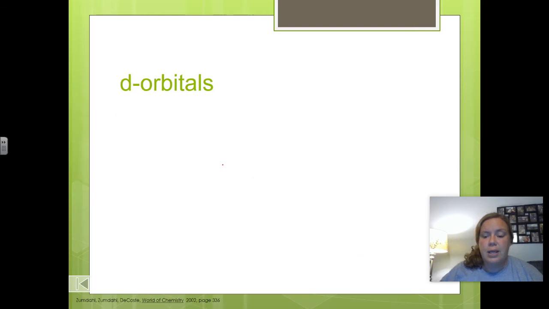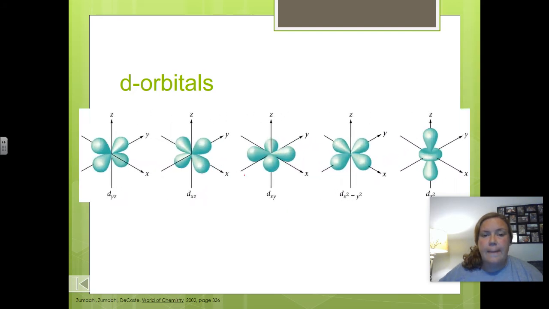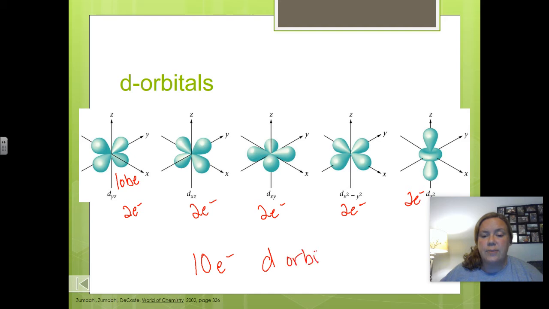The d orbitals are nearly impossible for me to actually just draw, especially when you put them all together. But the d orbitals, again, you have the x, y, and z axis, but you have things kind of arranged differently on the axis. Now, in this lobe, again, this lobe can hold 2 electrons. But notice we have 5 lobes here for the d orbital. So a d orbital can hold 10 electrons.